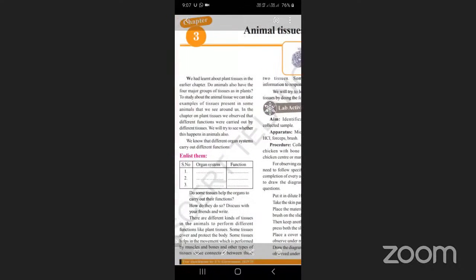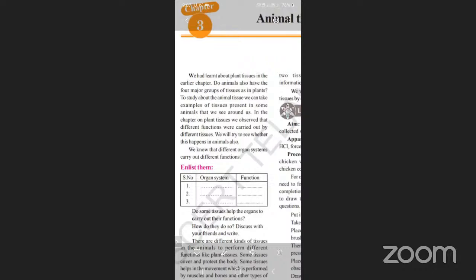Okay, here we had learned about plant tissues in the earlier chapter. Do animals also have the four major groups of tissues as in plants? To study animal tissues, we can take examples of tissues present in some animals that we see around us.